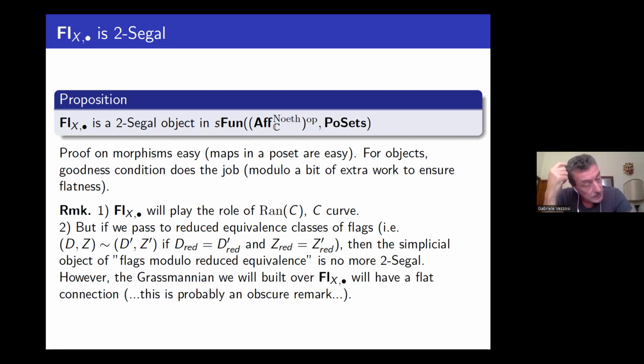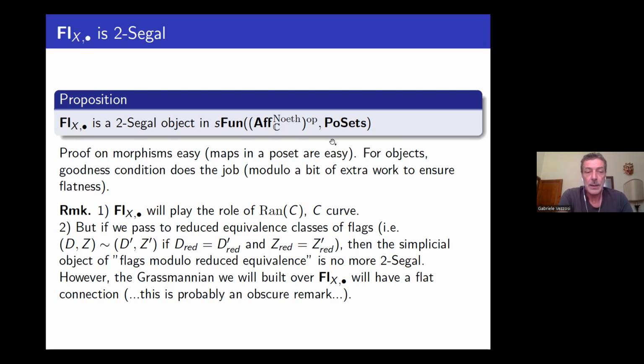But if you remember the remark I mentioned by Beilinson-Drinfeld, you can say, I want to pass to the reduced equivalence relation, which is the obvious one you can imagine. But then the simplicial object you get is no more 2-Segal. That's basically because taking a quotient is a colimit, but the 2-Segal condition is a limit condition, and they don't go well together in general. And in this case, they don't.